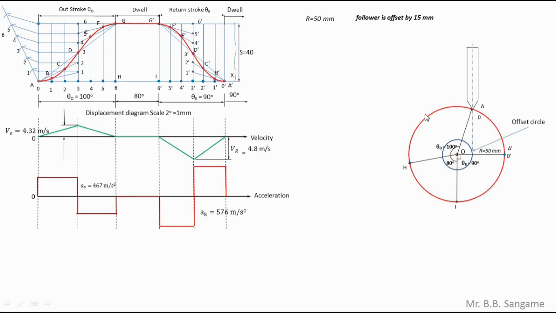Okay, so again the problem is how to divide the angle of 100 degrees into 6 equal parts. If you divide it by 6, the angle will be 16.66 degrees. Again, it is quite difficult to measure an angle of 16.66 degrees. How to measure the angle of 16.66 degrees?